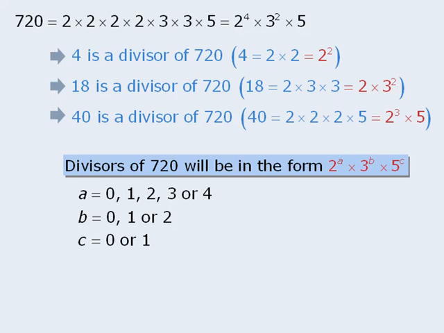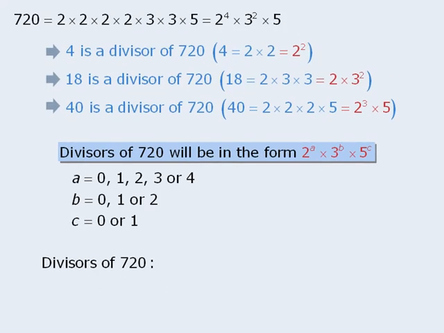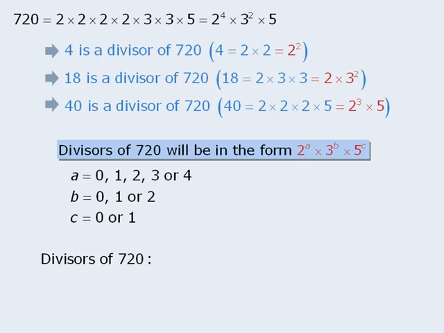We're now going to use this information to determine the total number of positive divisors of 720. We will do this using some counting techniques you may have not seen before. We're going to build divisors in stages. Since all divisors will be in the form 2 to the power of a times 3 to the power of b times 5 to the power of c, our first stage will be to select a power of 2. Our next stage will be to select a power of 3, and our last stage will be to select a power of 5.